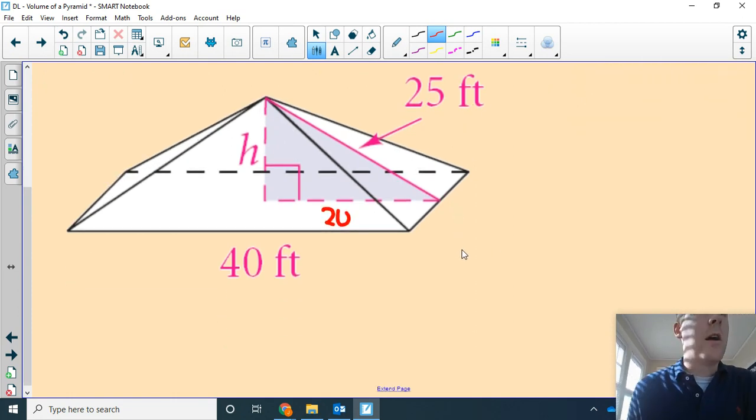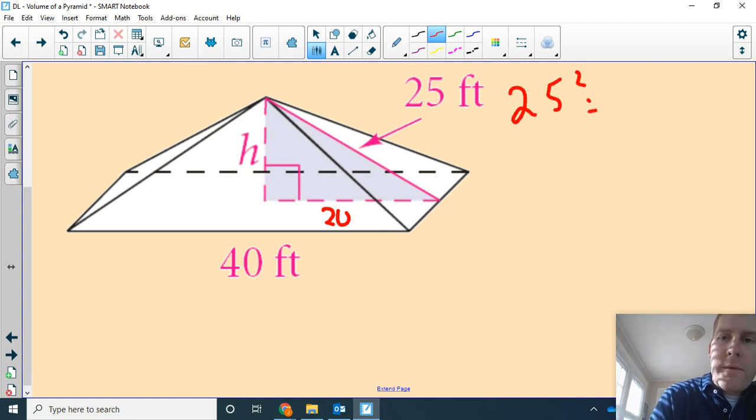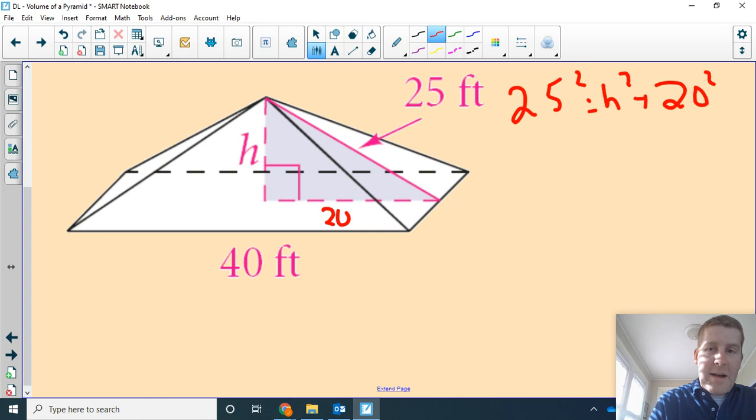So let's go ahead and figure out the height of this. So we're going to use Pythagorean theorem. Hypotenuse squared equals leg squared plus leg squared. So 25 squared is going to equal h squared plus 20 squared. Okay, so 25 squared is 625.